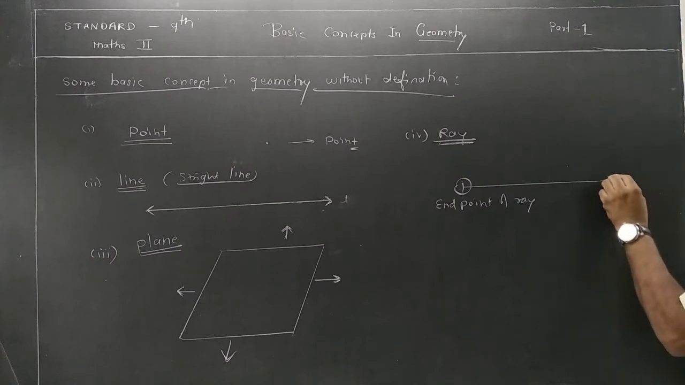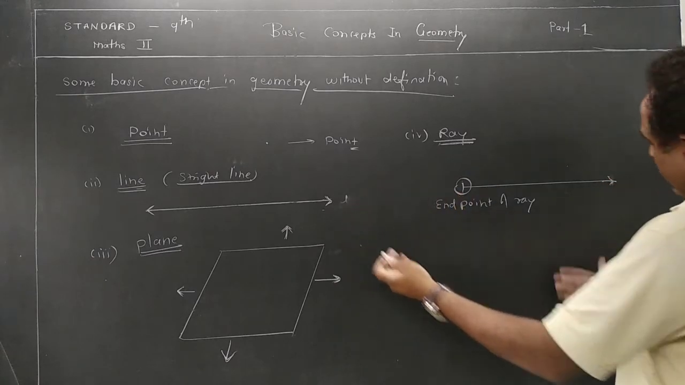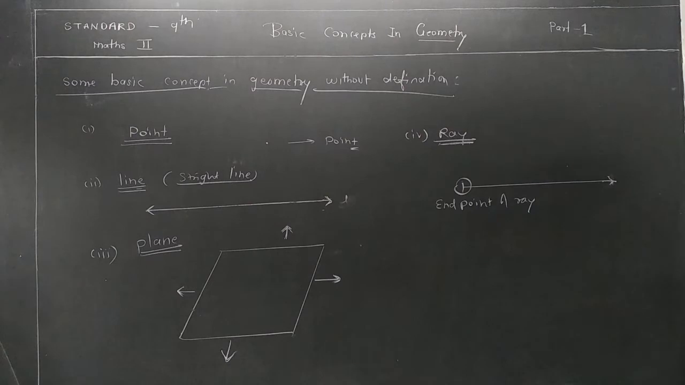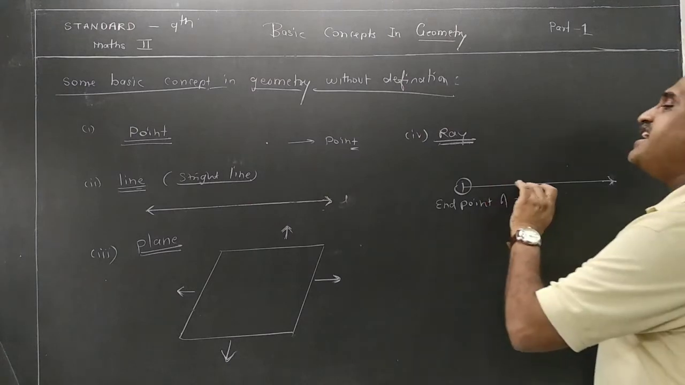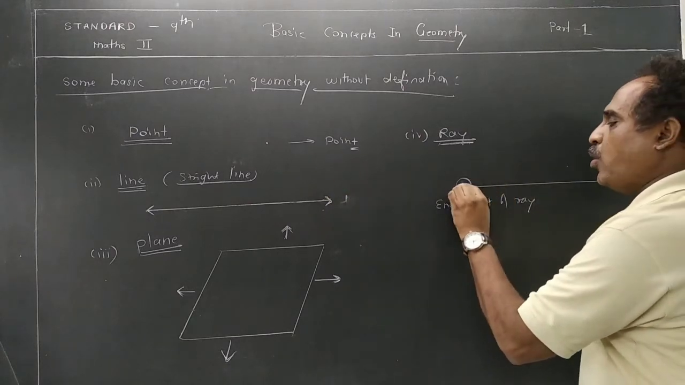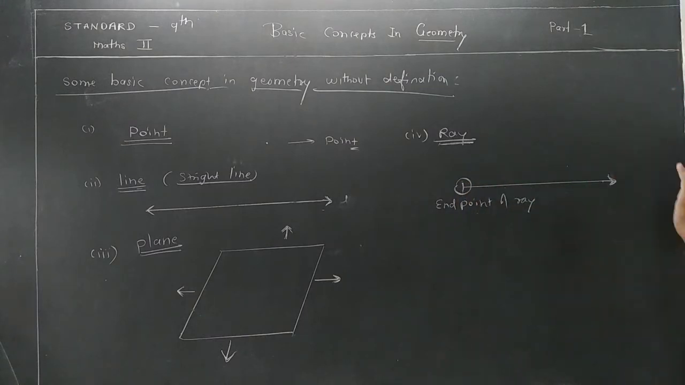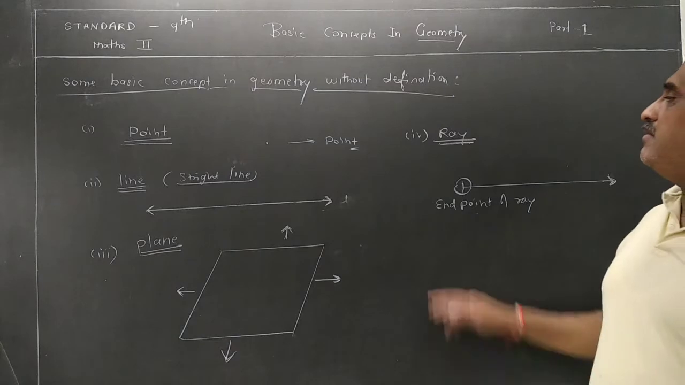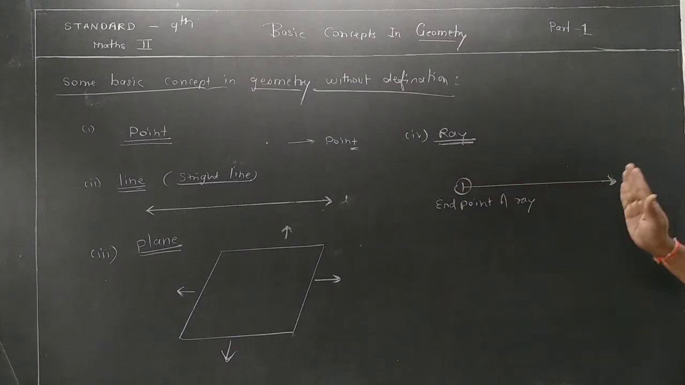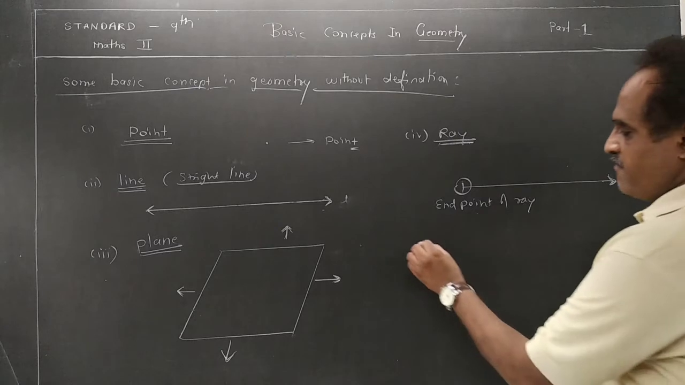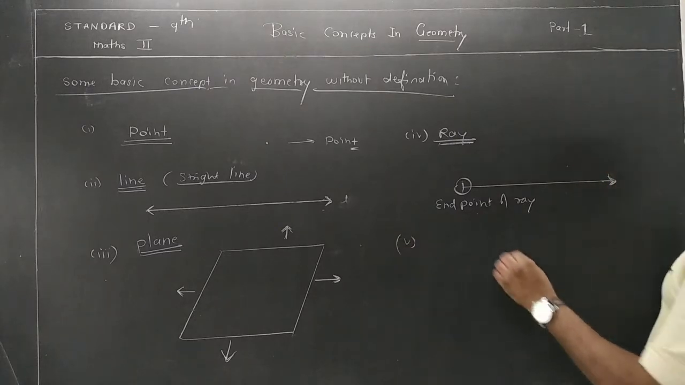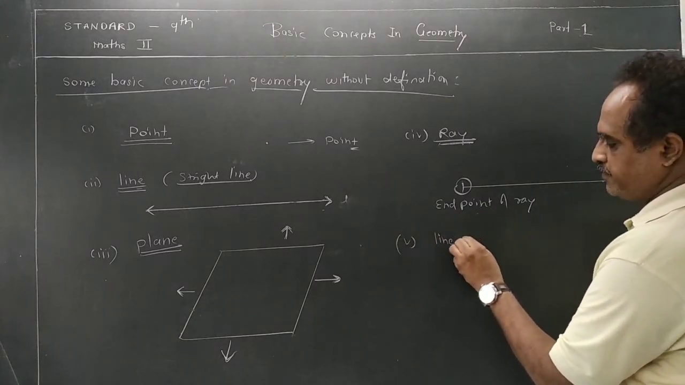What is the meaning of this arrow? Again, like a straight line, it is moving in only one direction. Now it will not extend in the other direction because from here its origin has started. It is the end point of the ray, and it is extending. Again, there is no proper length of the ray because every second, every fraction of a second, it is moving. So this is the concept of ray. Okay, and the 5th one is line segment.